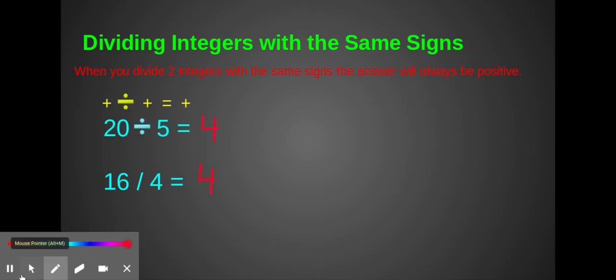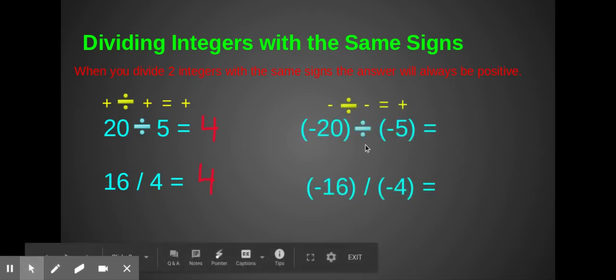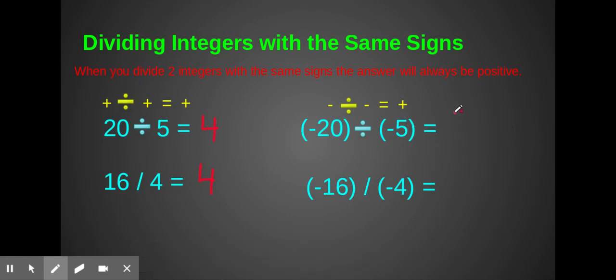All right, so what if we are dividing with negative numbers? Is it any different? Well, if both of the integers that we're using for the division problem are negative, then the answer is going to be positive as well. So negative 20 divided by negative 5 is going to be positive 4 because both signs are negative. And negative 16 divided by negative 4 is also going to be positive 4.